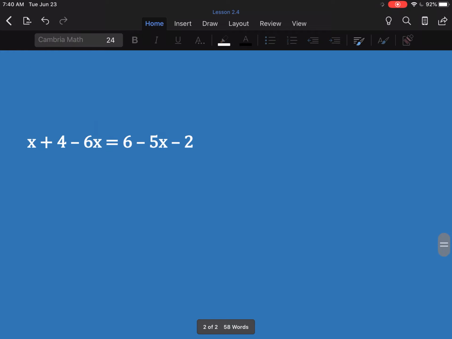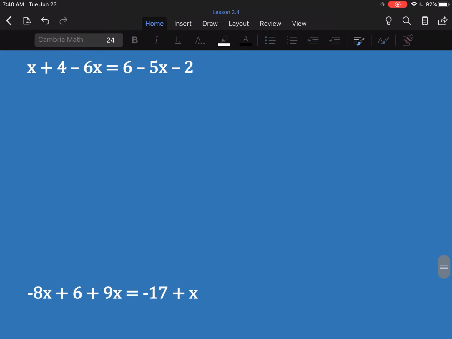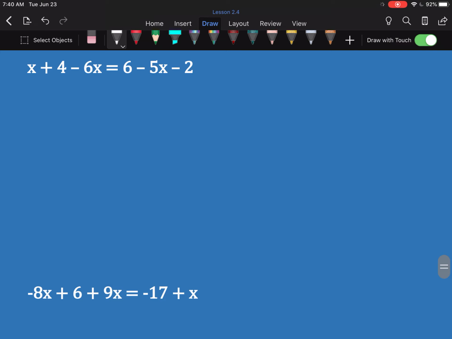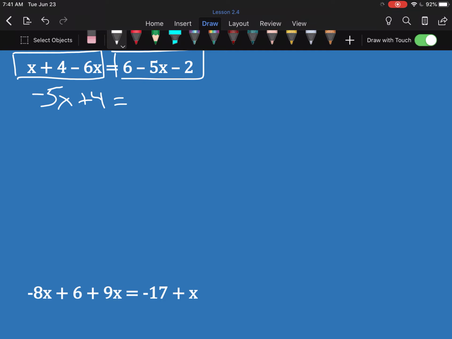And looks like I got 2 more. So, no distribution to do here, so let's box stuff off and combine like terms. X minus 6x is negative 5x. The plus 4 doesn't have anything to combine with. On the other side, 6 minus 2 is 4, and the negative 5x doesn't have anything to combine with.